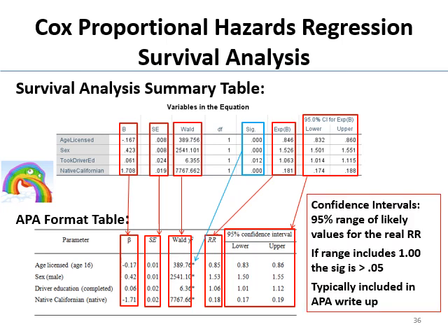And so briefly, what is a confidence interval? It is a range that we're 95% confident includes the real value of the rate ratio. If that range includes 1.00, the sig is going to be greater than 0.05 because it means that the rate ratio could be 1.00. And these are typically included in the APA write-up. It's just another way of doing hypothesis testing.